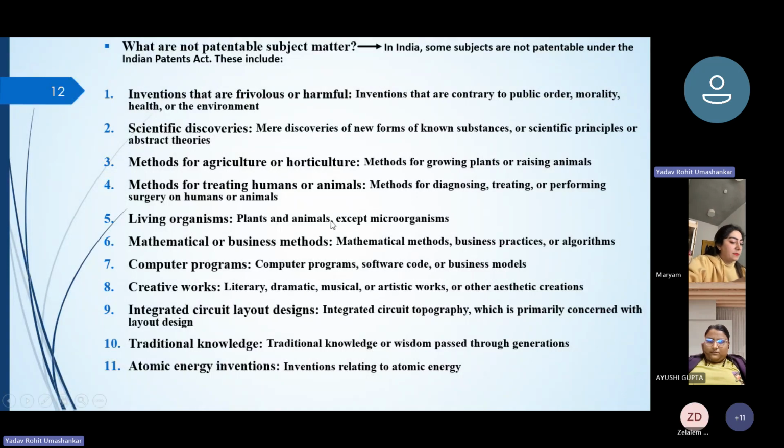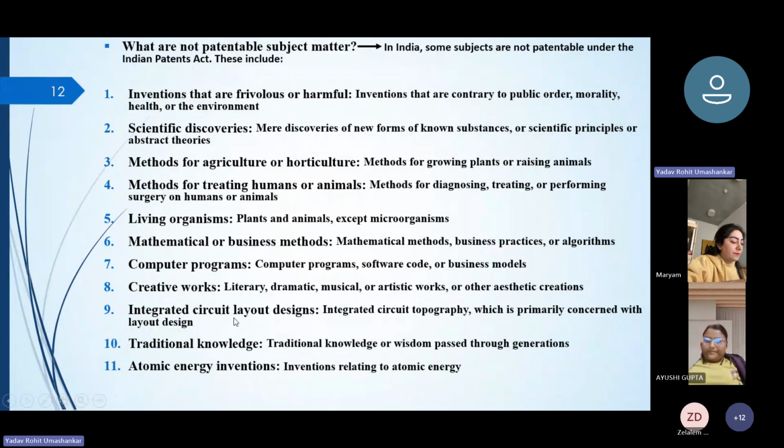Living organisms, plants and animals, except microorganisms. Here, except microorganisms means that if you are working on microorganisms and doing some genetic modification on them, then that forms patentable subject matter. Mathematical methods or business methods, or small algorithms for data analysis, also don't fall under the patentable subject matter. Computer programs, software codes, or business models. Creative works, if you are doing literary, dramatic, musical, or artistic works, painting or something like that, or architectural work, also don't form patentable subject matter.